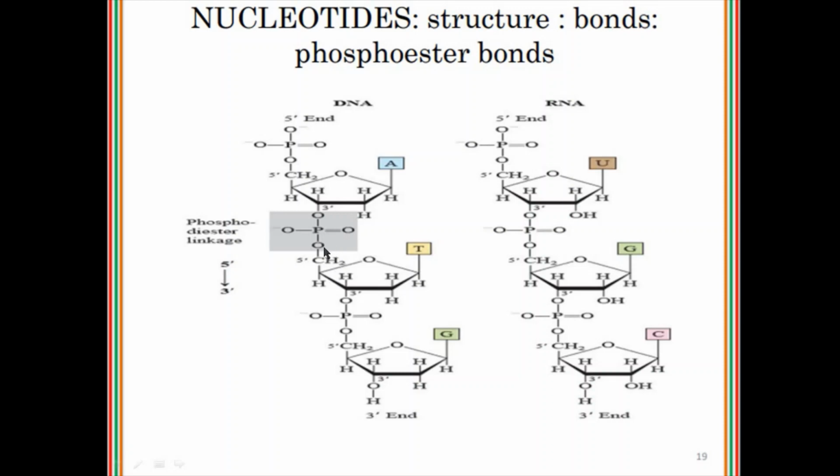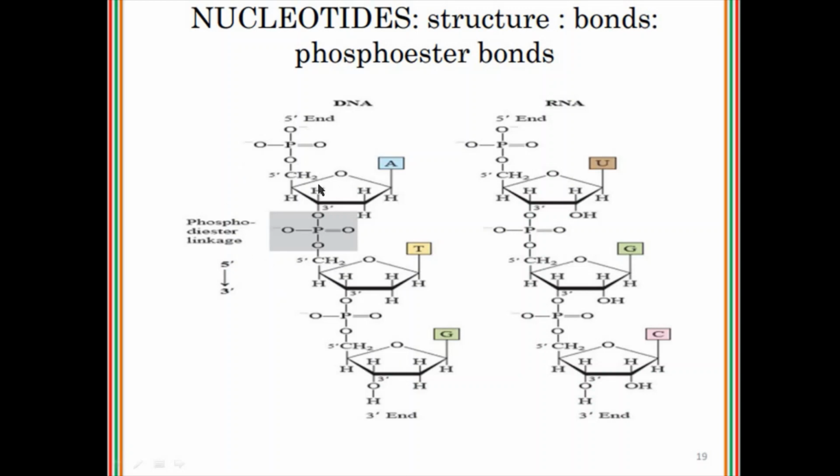A phosphodiester linkage or bond links nucleotides together in a chain, and this chain is what we call a nucleic acid. So a chain of nucleotides is what we call a nucleic acid. Remember in the beginning, we said that nucleotides are building blocks of nucleic acids. So nucleic acids are just polynucleotides, meaning nucleic acids are just chains of nucleotides that are joined together through a phosphodiester linkage.